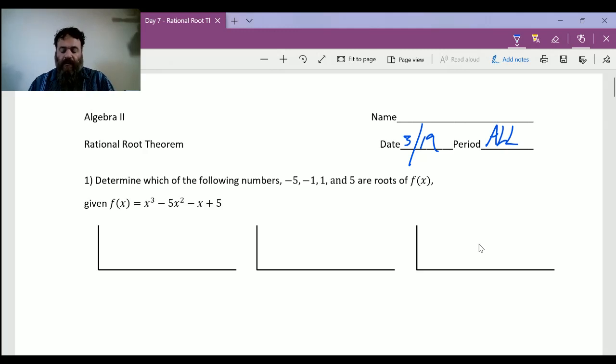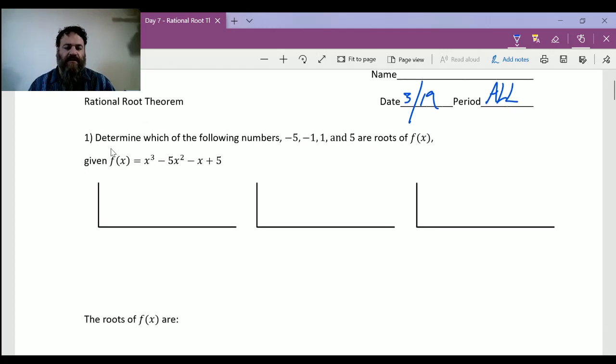So here we go. The first bit, it's kind of an old hat for us here. Determine which of the following numbers, -5, -1, +1, and +5, are roots of f of x, given that this is our f of x. As always, I recommend that you start with either 1 or -1, alrighty?